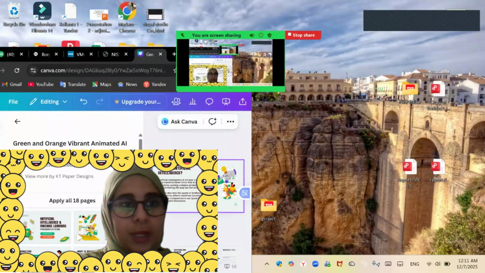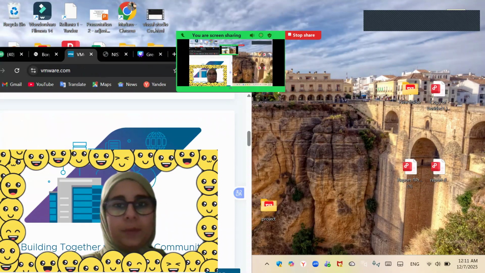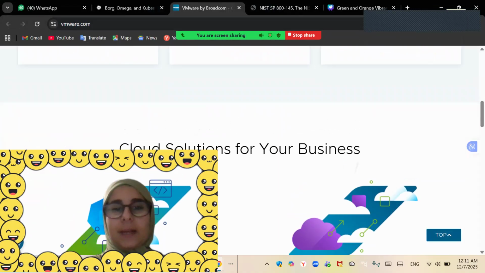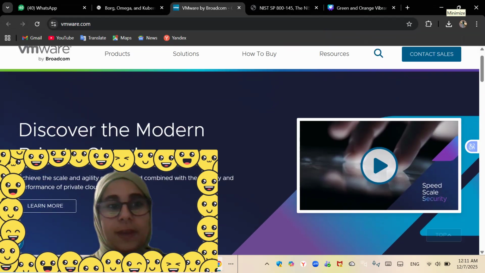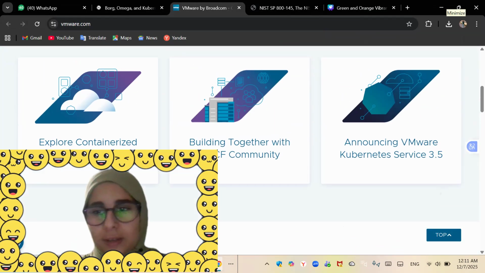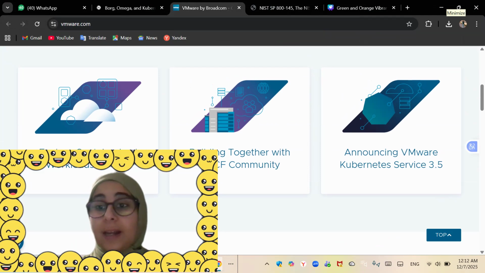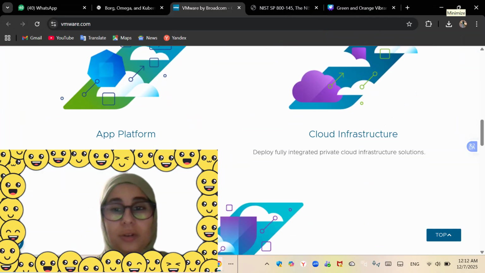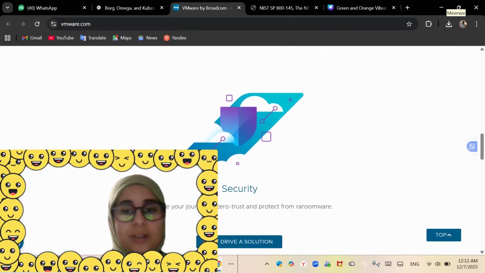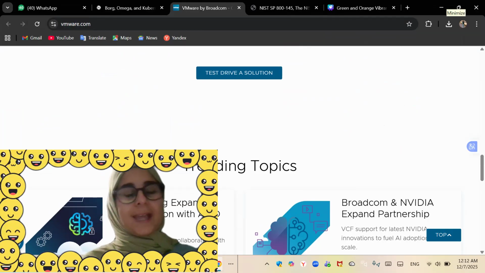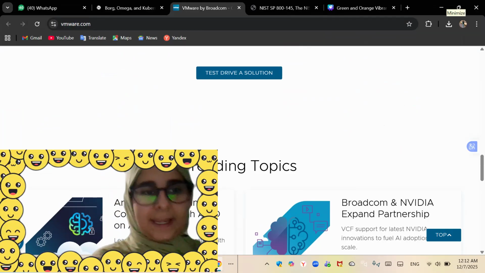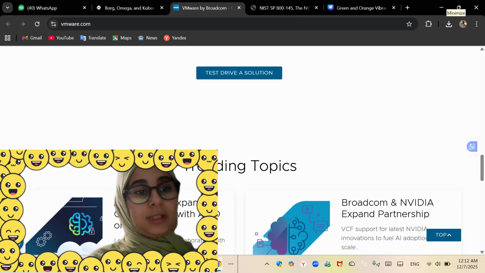Yeah. So here, we're going to find an example of a hypervisor, like VMware. This is how it looks. Here it's written "Announcing VMware," and you can also add a platform, cloud infrastructure, security. So our topic is also talking about security and efficiency, applications and so on. This is very important.